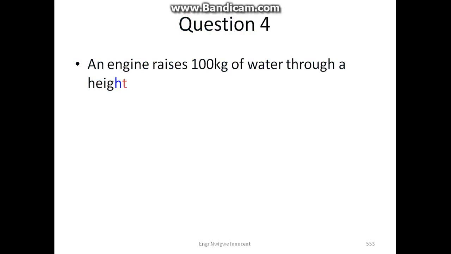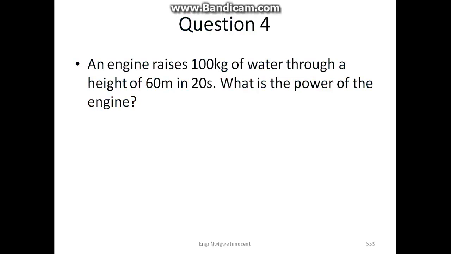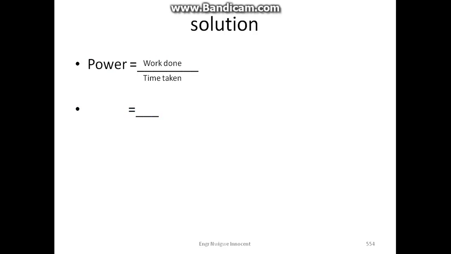Question 4. An engine raises 100 kg of water through a height of 6 meters in 20 seconds. What is the power of the engine? Solution. Power is equal to work done over time taken, where work done is mgh and time taken is t. Substituting the values, we have 100 times 10 times 6 all over 20, which gives us 3000 watts.